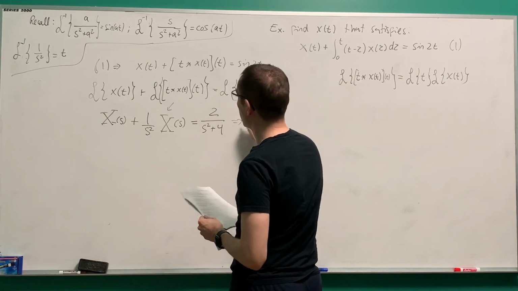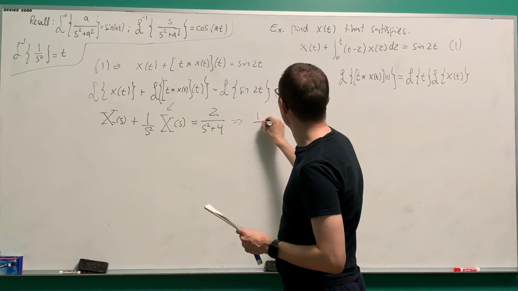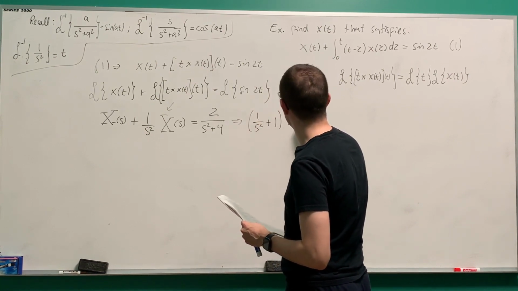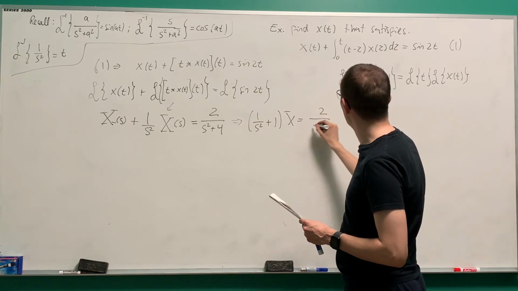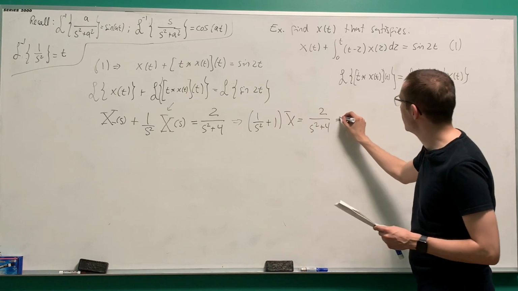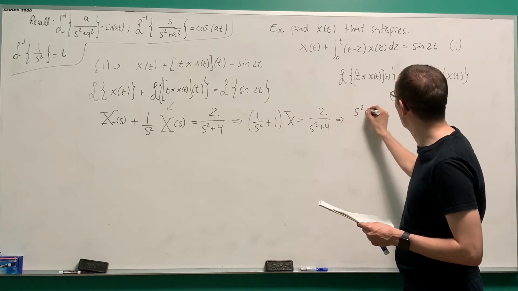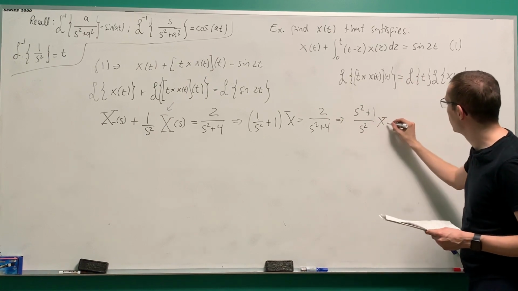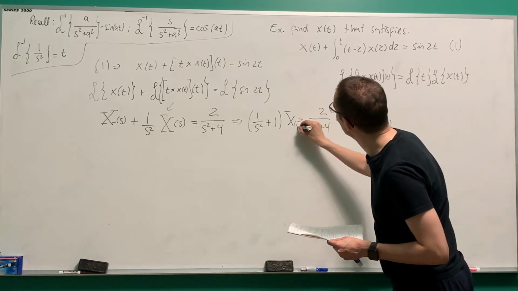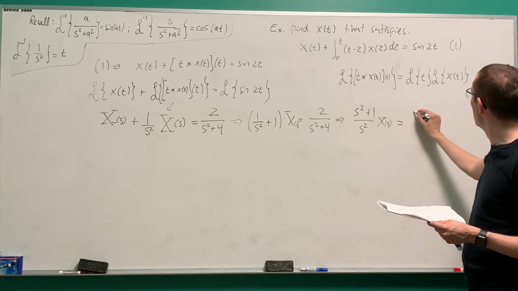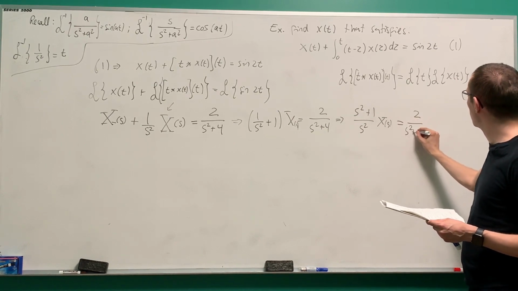So that means, let's just write it, that 1 over s squared plus 1 multiplying capital X is equal to 2 over s squared plus 4. This thing, well, let's just write it, s squared plus 1 divided by s squared times X of s. I mean, maybe I don't have to write it, but I write it just for clarity, equals 2 over s squared plus 4.